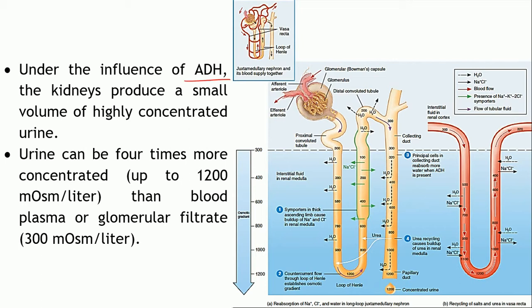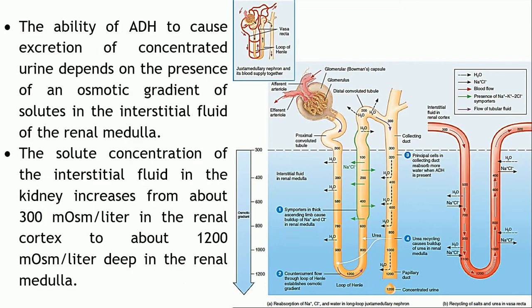So it's because of the high levels of ADH that the kidneys will produce a small volume of highly concentrated urine. In this particular situation the urine can be 4 times more concentrated as compared to the blood plasma or the glomerular filtrate. So it is 300 milliosmoles per liter, right? The urine which is formed can have an osmolarity of up to 1200 milliosmoles per liter. So it is 4 times more concentrated than the blood plasma or the glomerular filtrate.